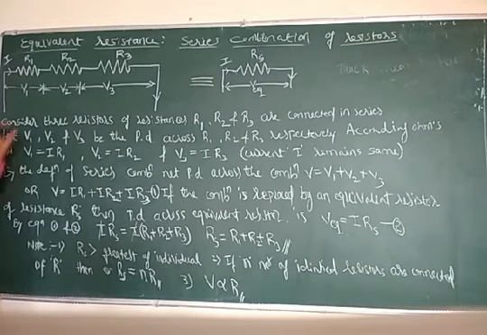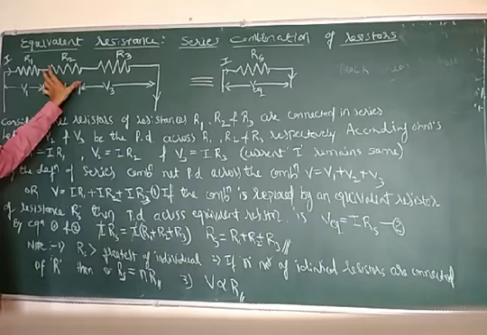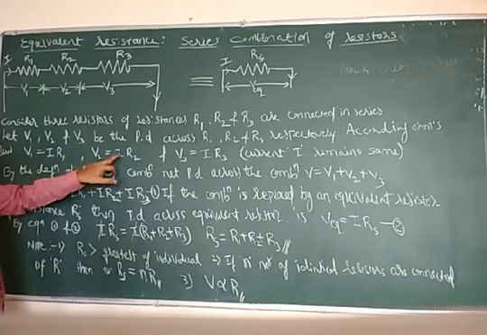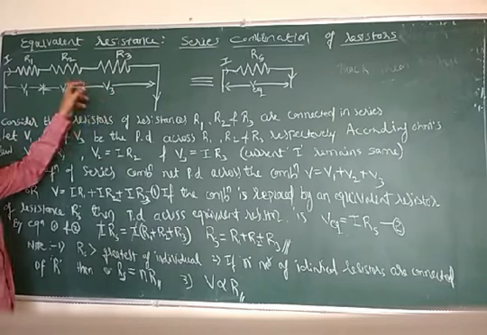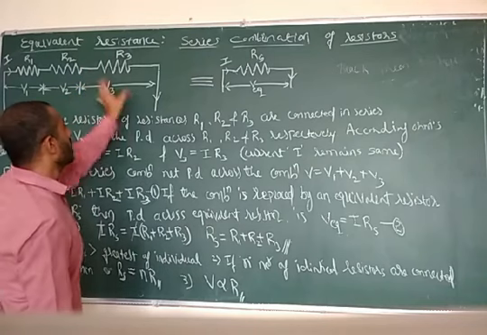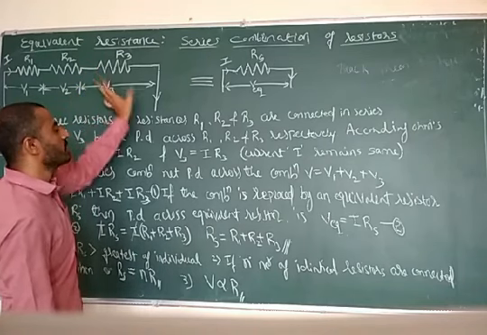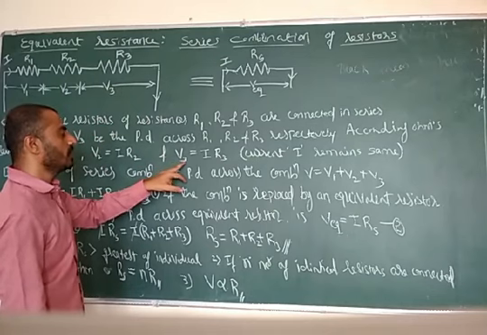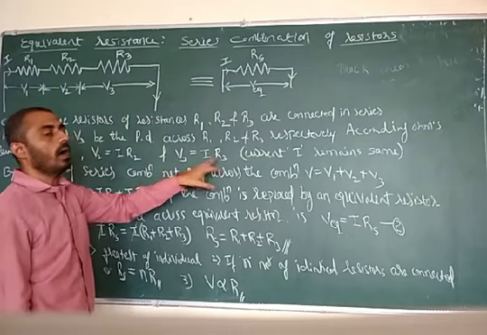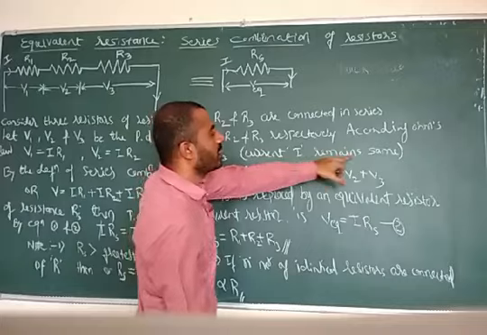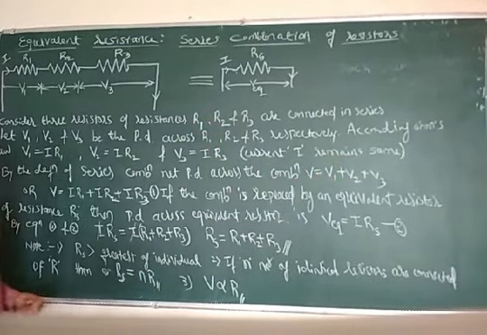Here, according to Ohm's law, the potential difference across the first resistor, V1, is equal to I into R1. PD across the second resistor, V2, is equal to I into R2. Because these are connected in series, the current through them remains the same. Potential difference across the third resistor R3 is V3 equal to I into R3. Current I remains the same because that is a characteristic of a series combination.